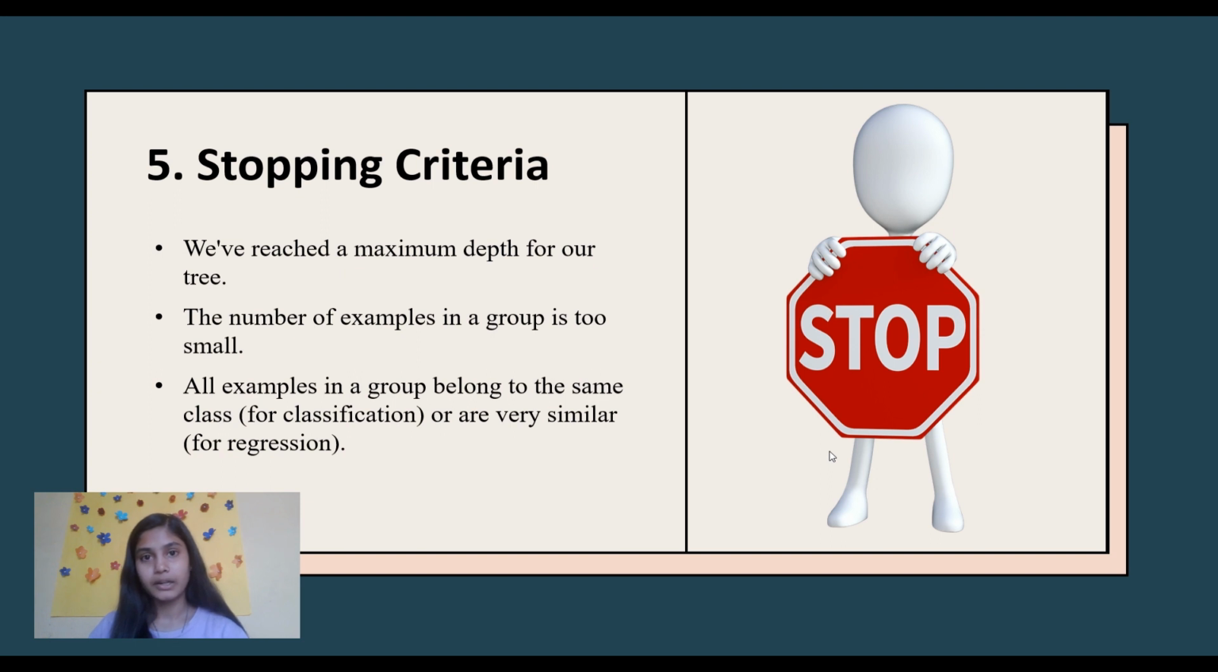Fifth one is stopping criteria. Now if you divide more and more, what is the criteria to stop dividing the data set? Okay, so we stop when one of the following conditions is met, and the conditions are in the next slide. So the stopping criteria: we have reached a maximum depth of our tree, the number of examples in a group is too small, all examples in a group belong to the same class for classification and are very similar for regression problems. So, if these criteria are met, we have to stop the splitting of the node.